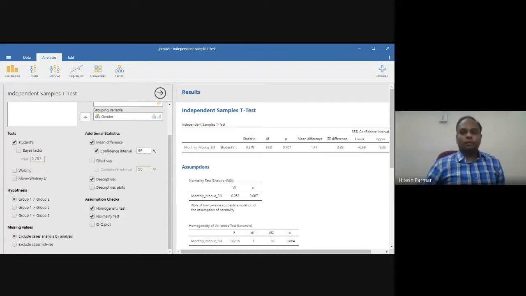So this is all about independent sample t-test. Now, second type of t-test is known as the dependent sample t-test. And third type of t-test is known as the one sample t-test. So let us again further explore.